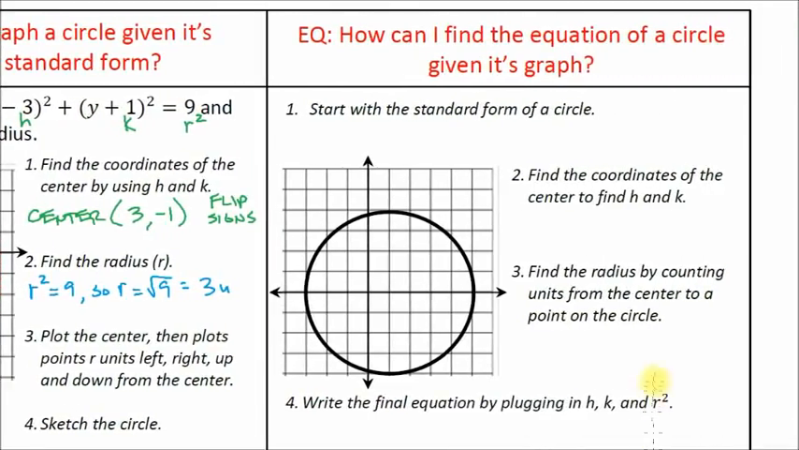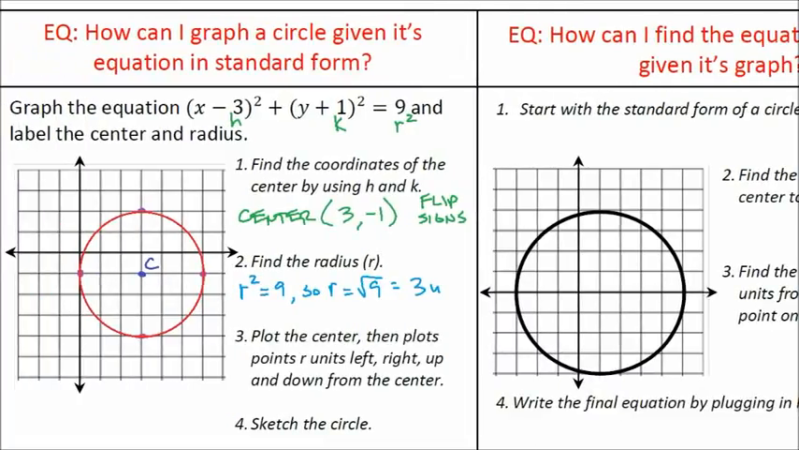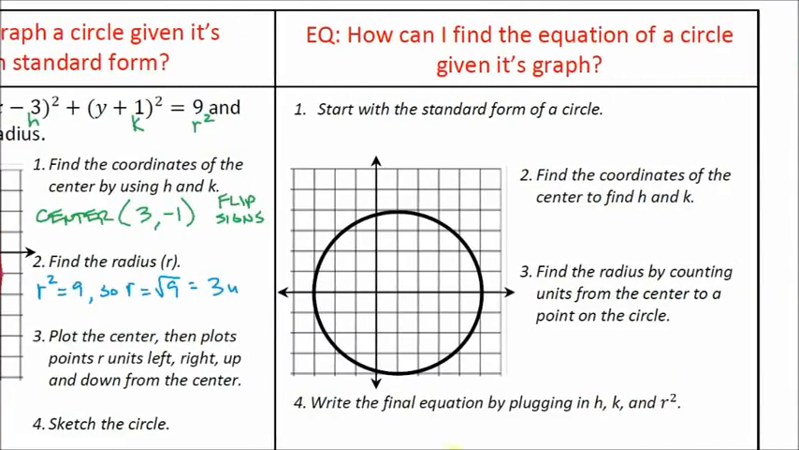Here's another essential question. How can I find the equation of a circle given its graph? So in this case, now I have the graph and they want me to find the equation. The previous one, they gave me the equation and asked me to graph it. Now they give me the graph and ask me to find the equation. Well, you always start off with the standard form of a circle. Let's go ahead and write that. (x - h) squared plus (y - k) squared equals r squared. All we need is h, k, and r.